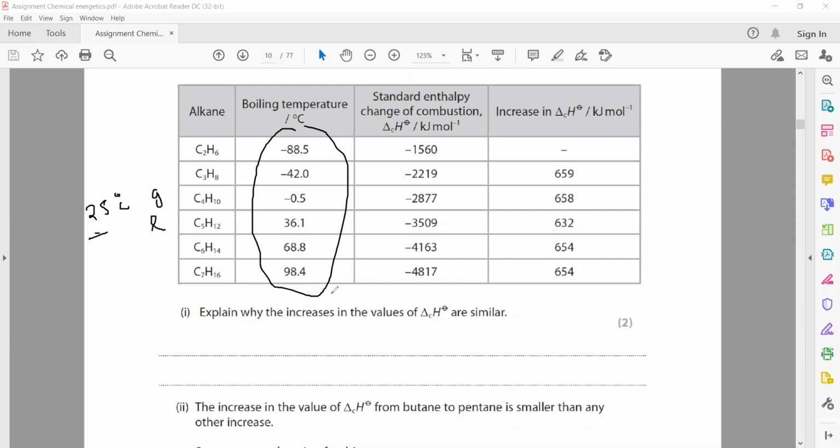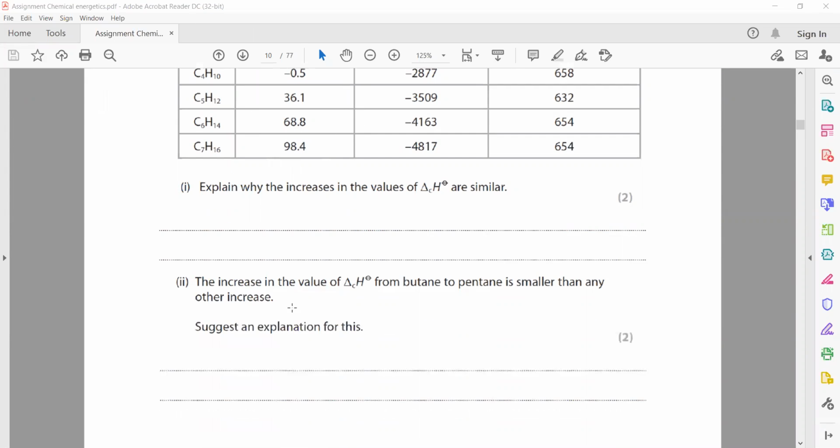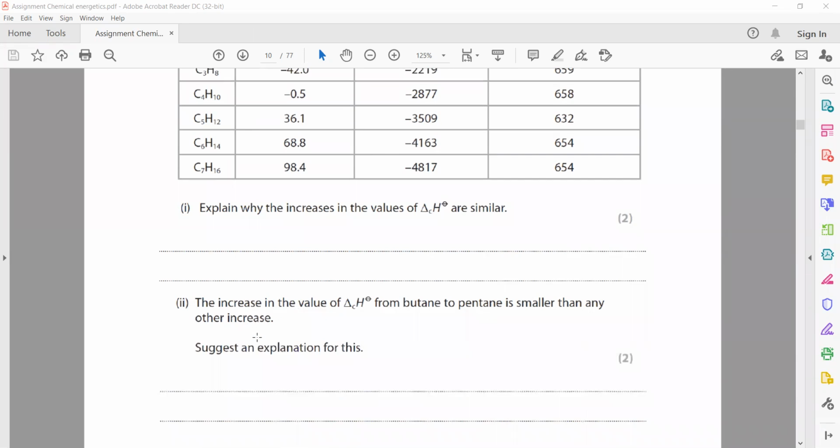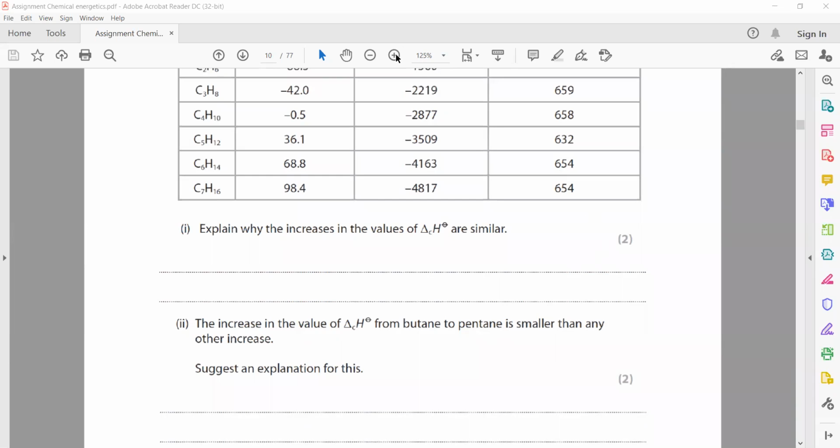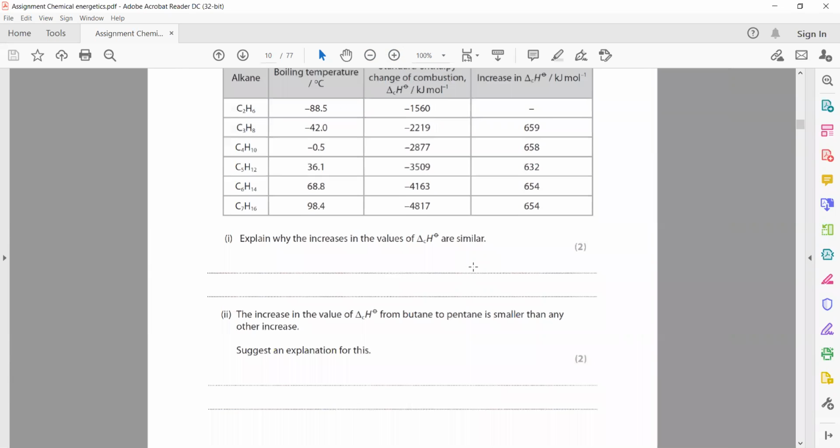Is it clear? What is the reason why there is a small difference? They mention in the question that the increase in the enthalpy change of combustion from butane to pentane is smaller than any other increase. The reason is that butane is a gas and pentane is a liquid. So to burn pentane, it first has to be converted into a vapor state. When we burn it, some of the energy released during combustion is absorbed by the liquid pentane to convert into vapor, and then it burns.